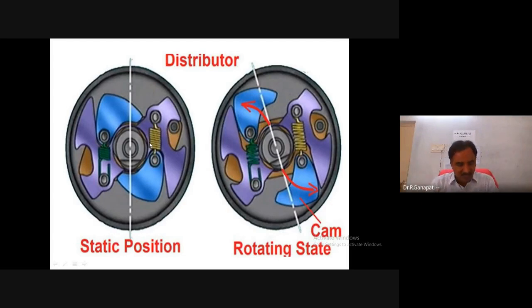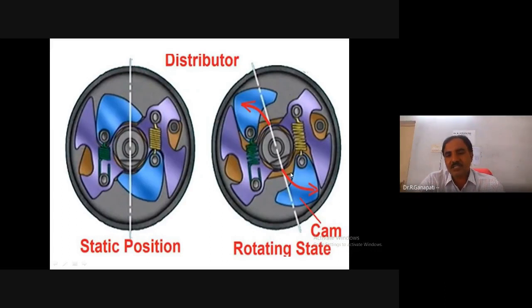When the distributor shaft rotates along with the engine speed, so when the engine starts, automatically the cam rotates, and the distributor shaft also rotates. When the distributor shaft rotates, in the distributor there are the flyweights. So these are the flyweights.